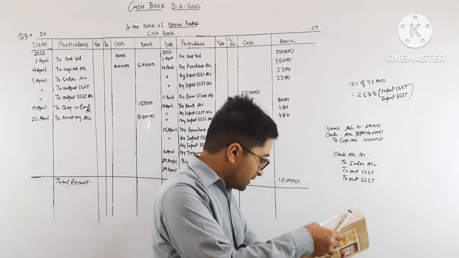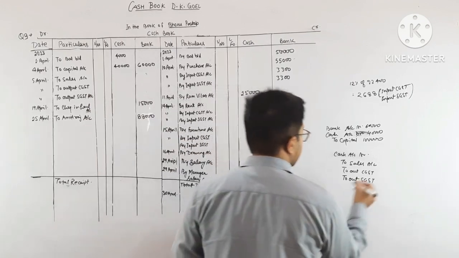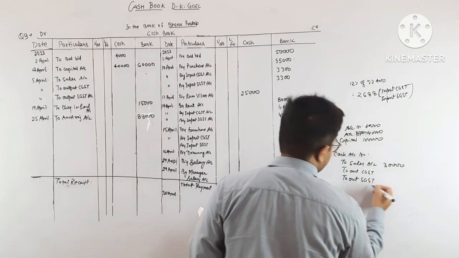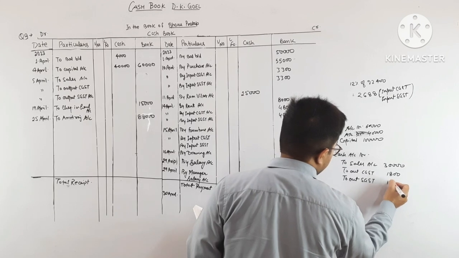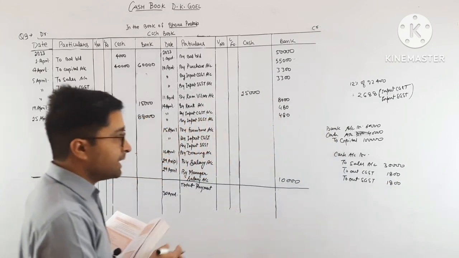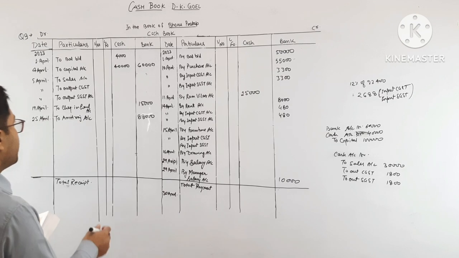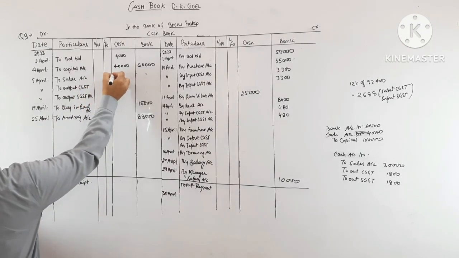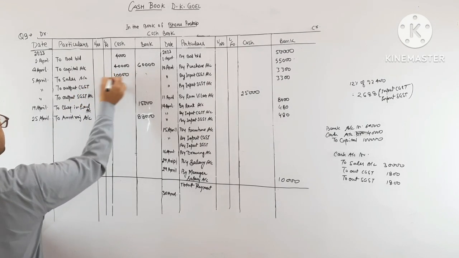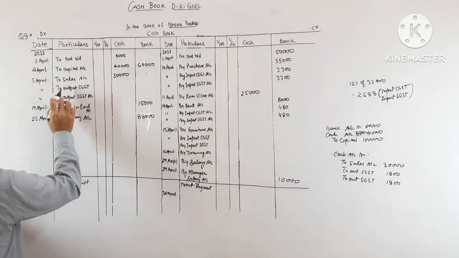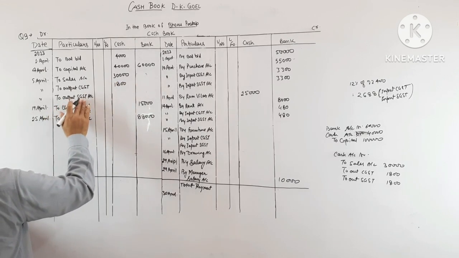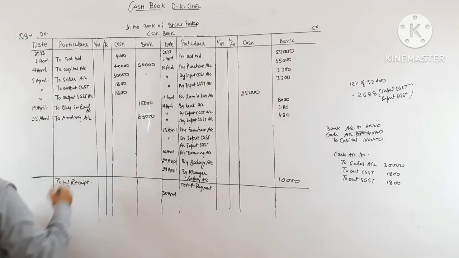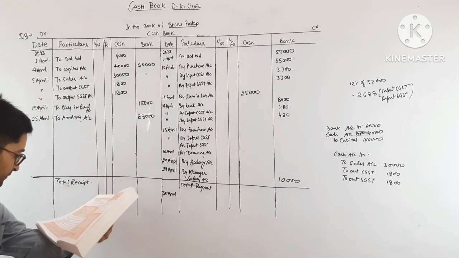So in the sales column we write 30,000 and output is 1,800. 6% of 30,000 will be 1,800 and 1,800. So cash is in the debit section, so comes to the debit column, and in the cash column we write 30,000. Sales account 30,000, to output CGST will be 1,800 and to output SGST will be 1,800. Okay, clear है.